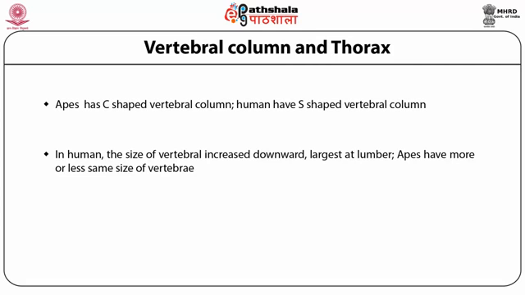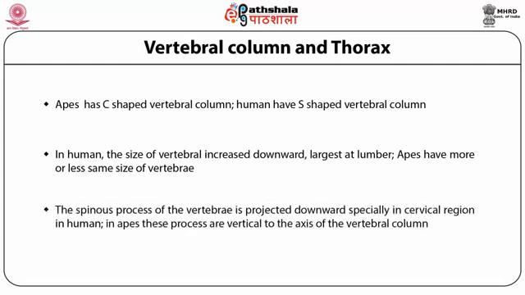However, in apes, the weight borne by the vertebral column remains more or less the same along the vertebral column, and hence the size of the vertebral body is almost equal throughout. The spinous process of the vertebrae is projected downward, especially in the cervical region in humans, but in apes, these processes are vertical to the axis of the vertebral column.